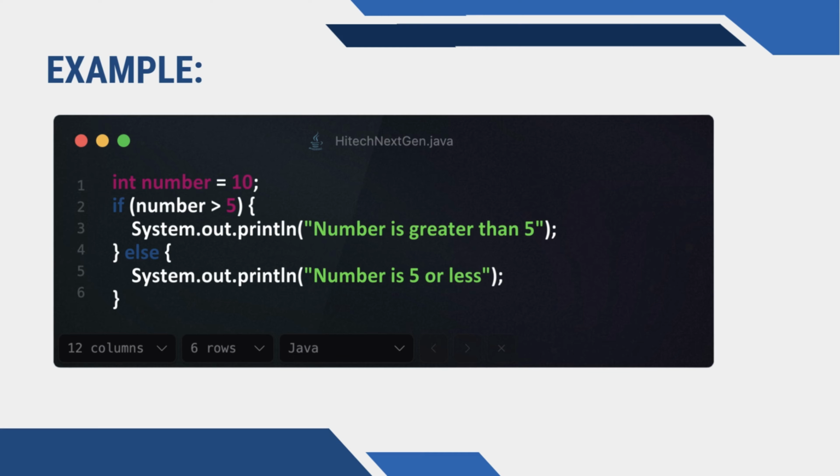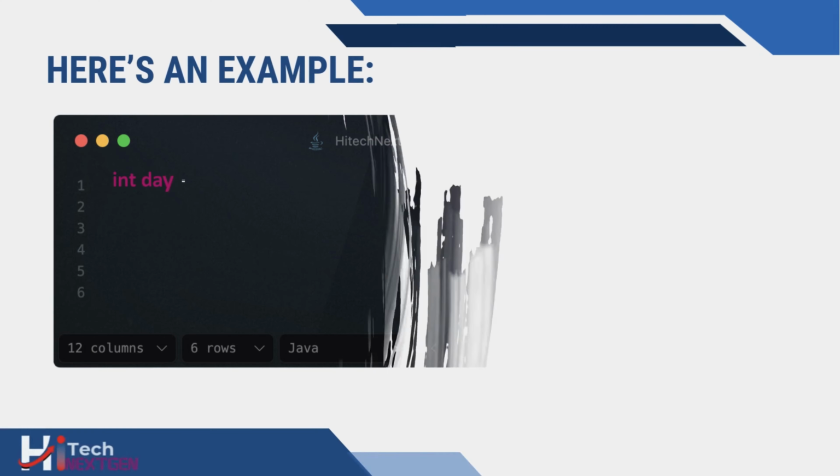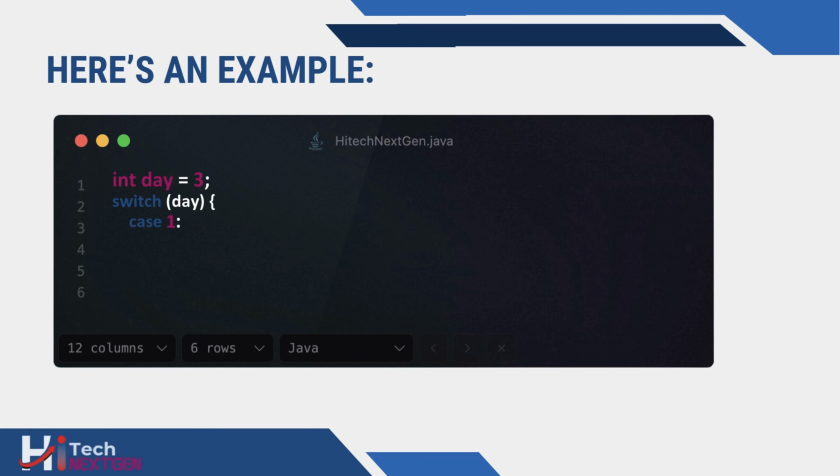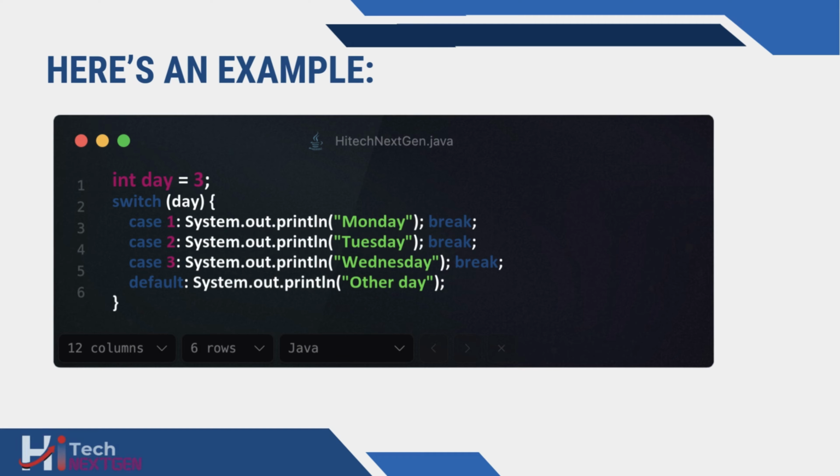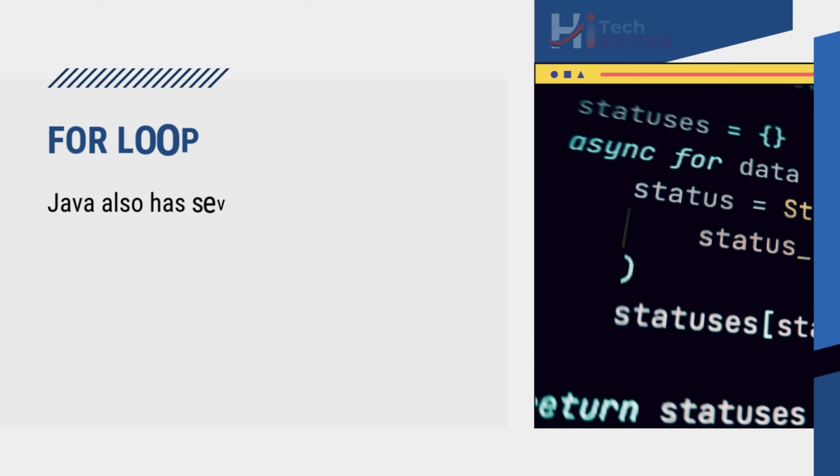Next, we have the switch case statement. It's useful when you have multiple possible values for a single variable and want to execute different code for each case. Here's an example. int day = 3. Switch (day). Case 1: System.out.println("Monday"); break. Case 2: System.out.println("Tuesday"); break. Case 3: System.out.println("Wednesday"); break. Default: System.out.println("other day").